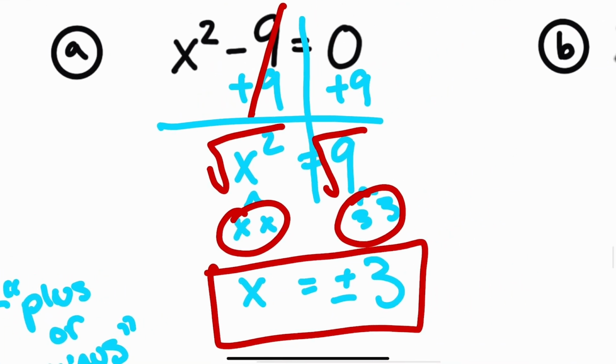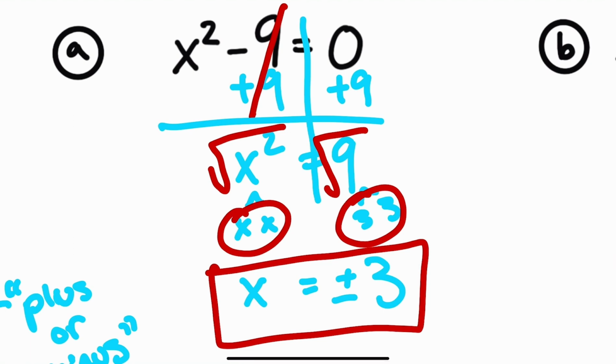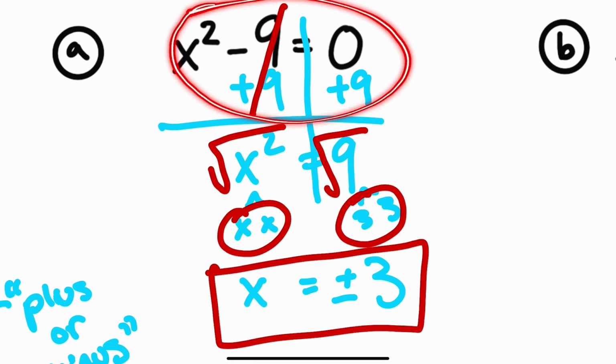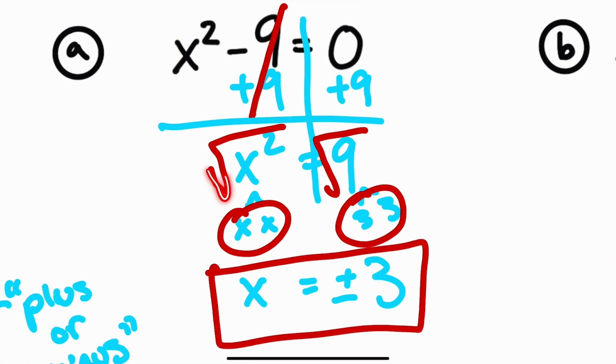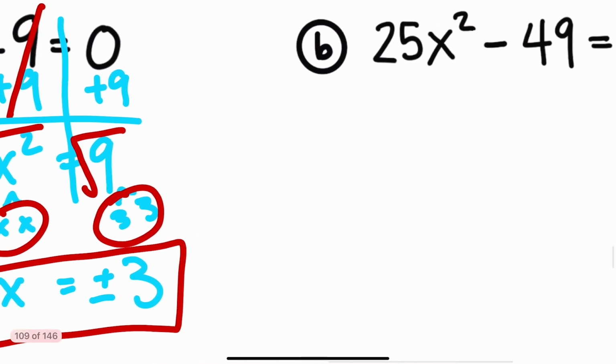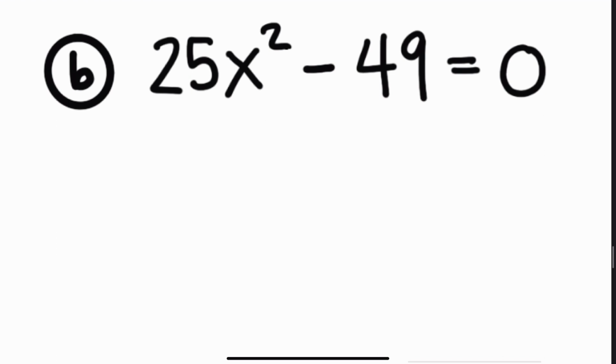So that's going to be it for this one, okay? So your order here is going to be, again, get your x squared by itself. After you've done that, you're going to square root both sides, find your pairs for the numbers, and then write your answer with a plus or minus sign. And that's really it. Let's take a look at the next example, B over here. B has a little bit more going on.